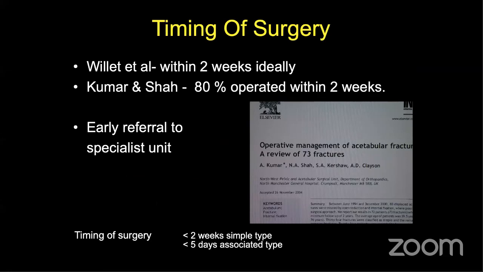Timing of surgery. Generally speaking, if you have a simple type fracture, the traditional recommendations were that you try and get them operated within 2 weeks, and you can still get a good reduction. But if it's an associated type fracture, you try and get them within 5 days. In the modern world, if you are working in a major trauma center and you have 1 or 2 pelvic lists every week, it is quite likely that you will get all of them operated within 3 to 5 days. If you work in a center where there is no pelvic surgeon and you have to transfer the patient out, then sometimes there might be a little bit of a delay of 5 to 7 days.